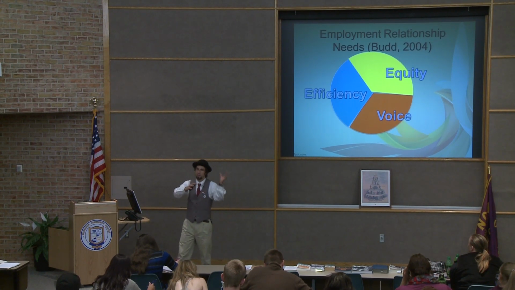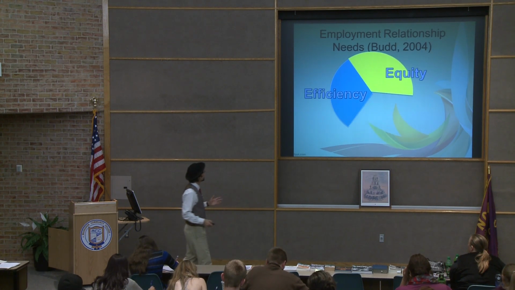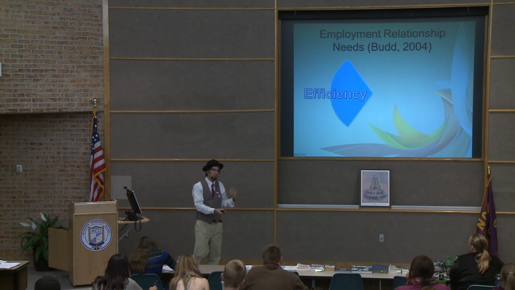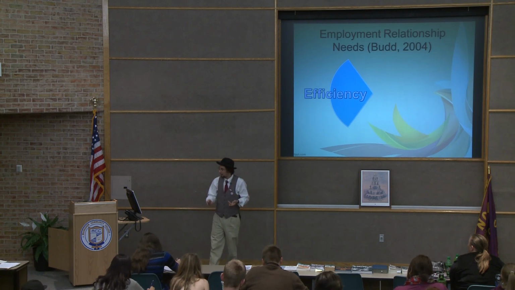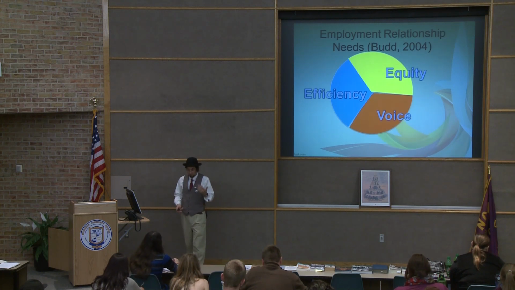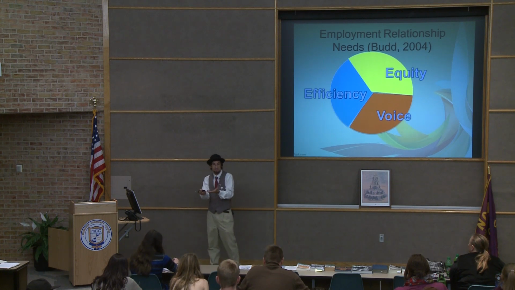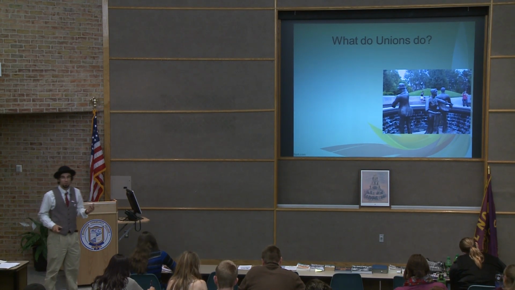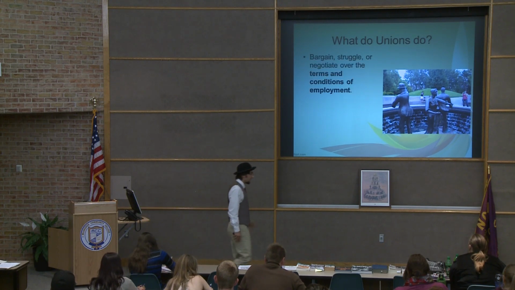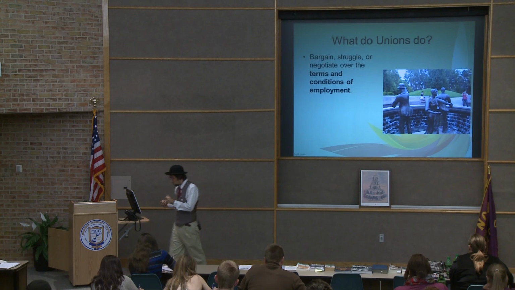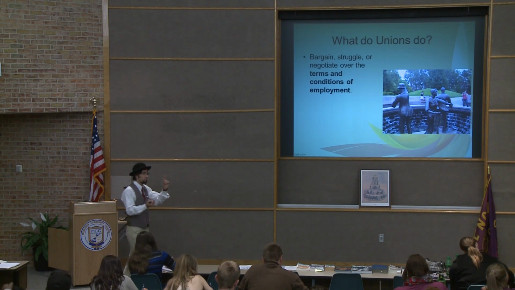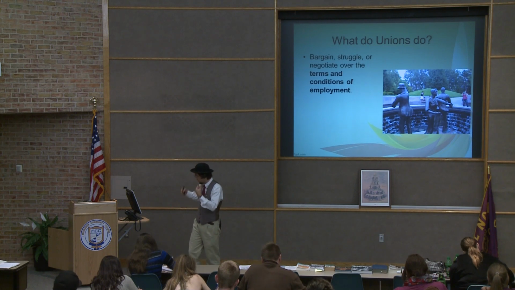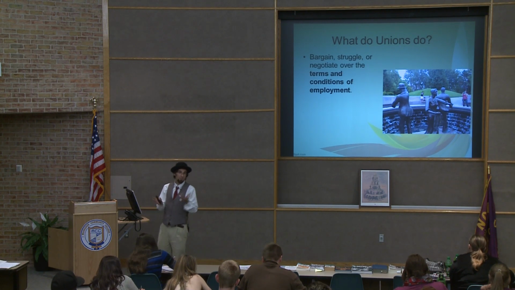So his vision is to bring a balance to this pie and not only have the pie be this slice. So neoclassical economics would view the employment relationship as merely efficiency, the need for productivity, and Budd's vision, and I think labor history bears him out, is that it is much more of a balancing of these three concepts. Another question, in this first theoretical part: what is it that labor unions do? The most basic definition is that they either bargain, or in some cases struggle, or in some cases negotiate over the terms and conditions of employment.